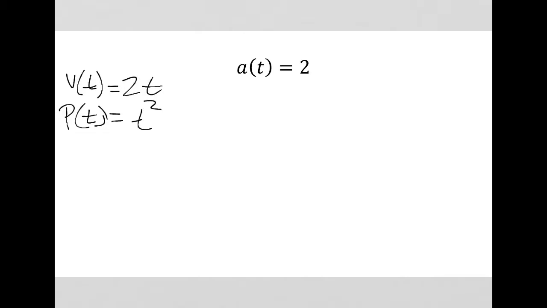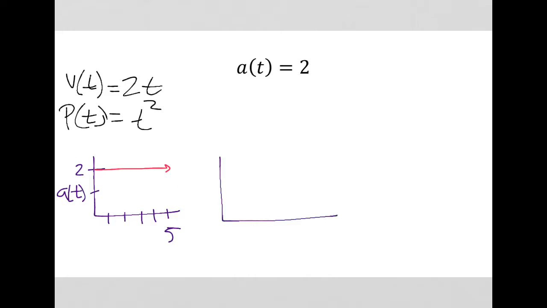So let's think of this one step at a time now. Let's first graph that acceleration function. So over here, if I have a of t, I know the acceleration is a constant 2. So 1, 2, 3, 4, 5 right there. Here is my acceleration function going over like that. Now let's take this and let's sketch the velocity function after this.